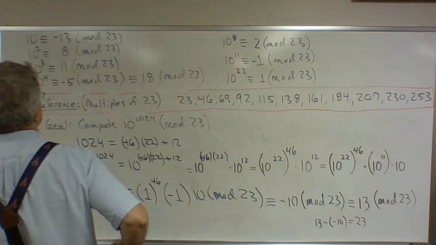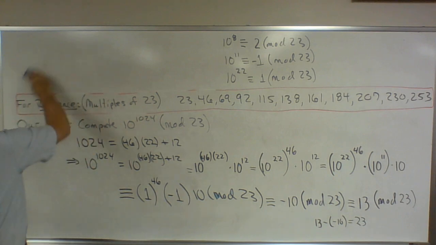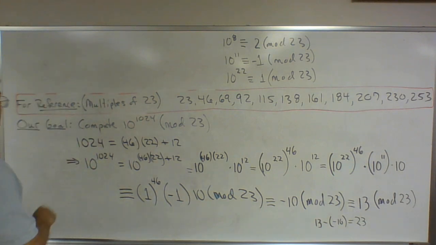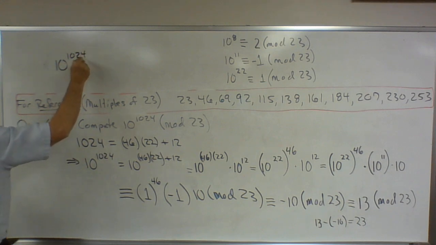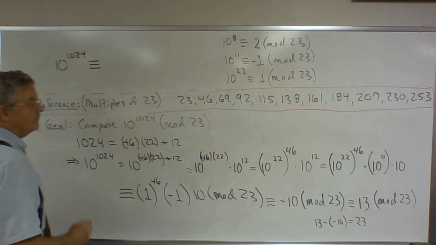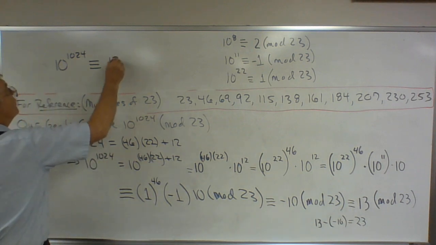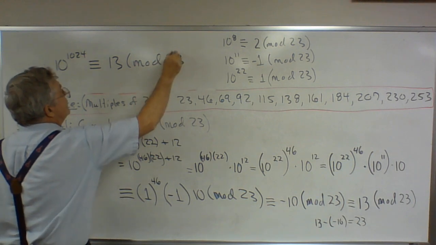Okay? Final answer. 10 to the power of 1024 is congruent to 13 mod 23.